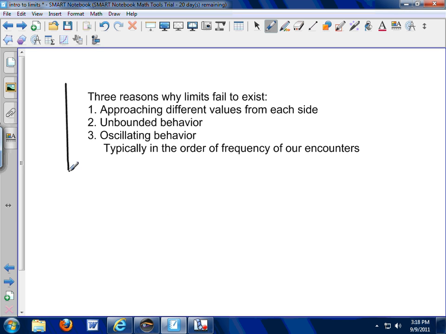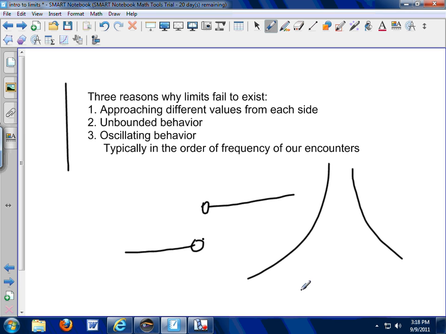So, here we go. 3 reasons why limits fail to exist. If we approach different values from each side, boom, whether it's that or that, we've got a gap, and the limit's not going to exist. Unbounded behavior, zingo, like that. And oscillating behavior, you've got the scribbly mess going on in the middle, that's a bad thing. Typically, we tend to see this most often, followed by this, and we saw this already, and we'll probably never see it again, but it's fun to draw the picture.